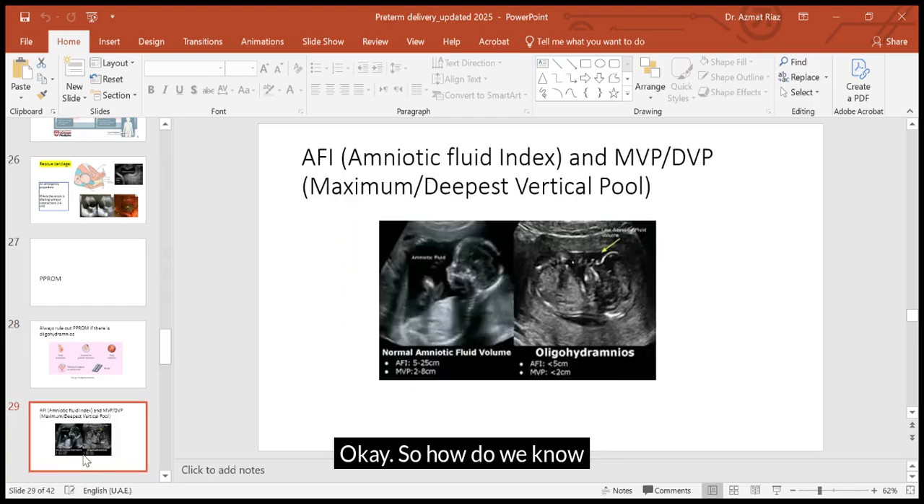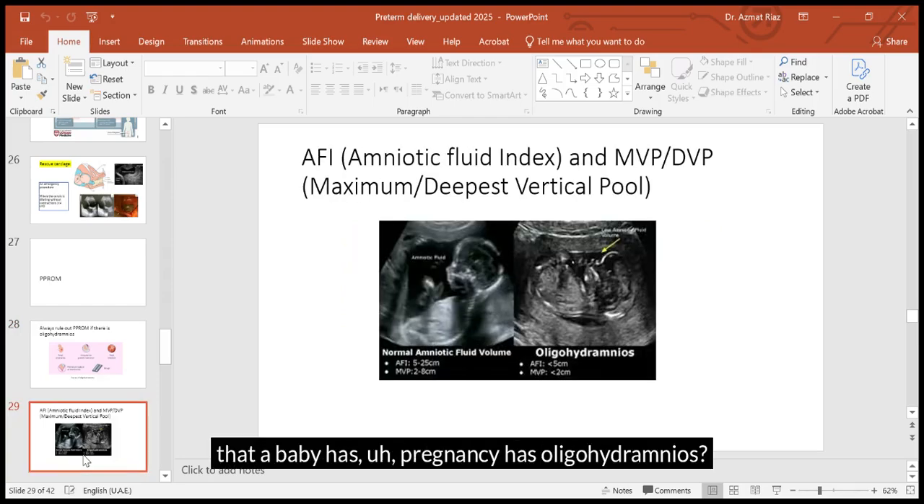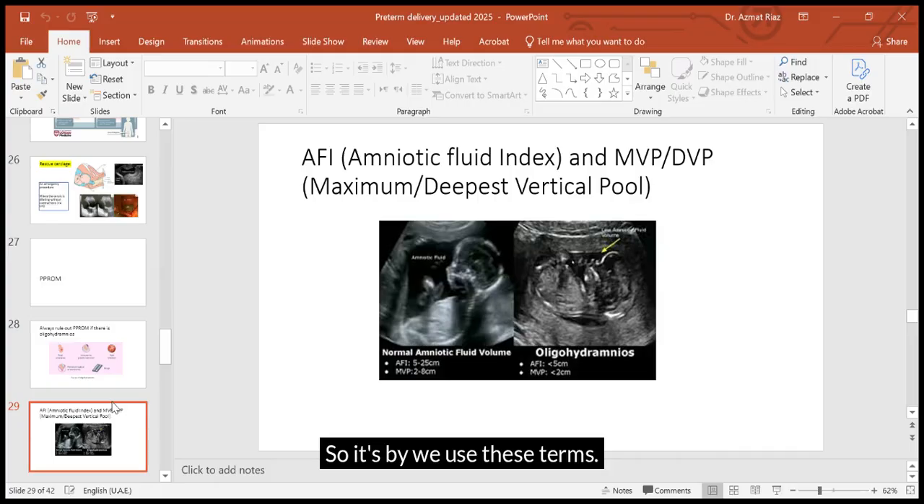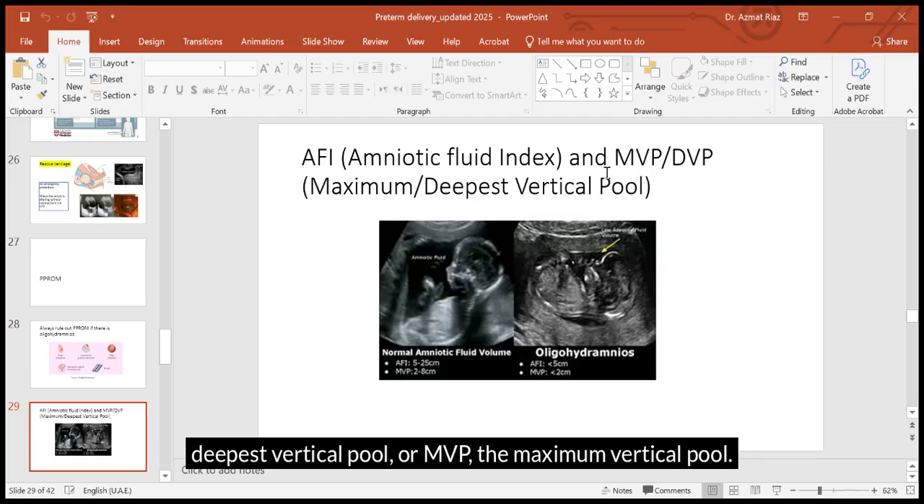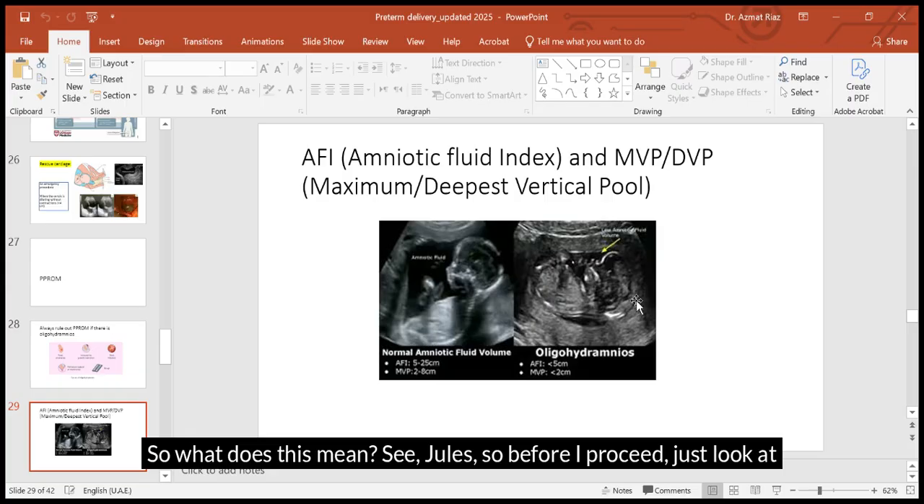Okay. So, how do we know that a pregnancy has oligohydramnios? So we use these terms. First is called amniotic fluid index, the abbreviation is AFI, or sometimes people also use DVP, deepest vertical pool, or MVP, the maximum vertical pool. So what does this mean?